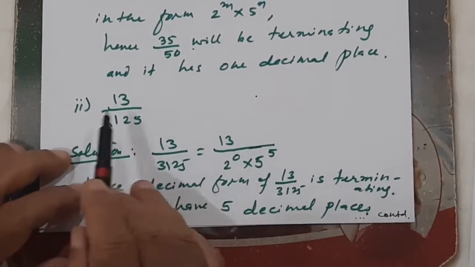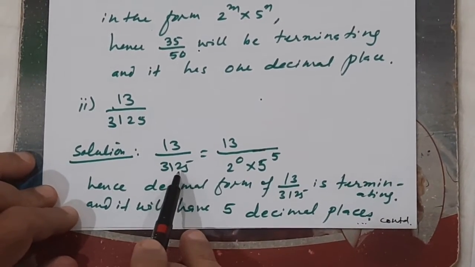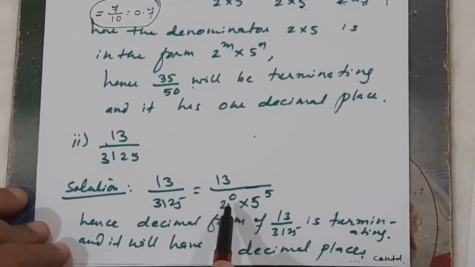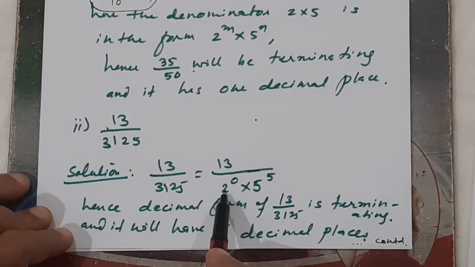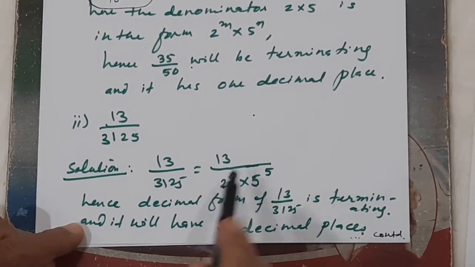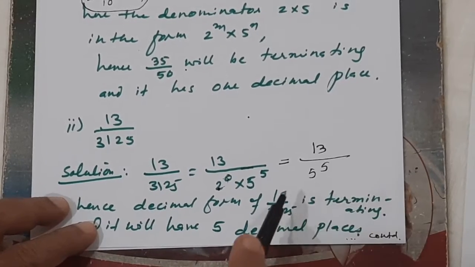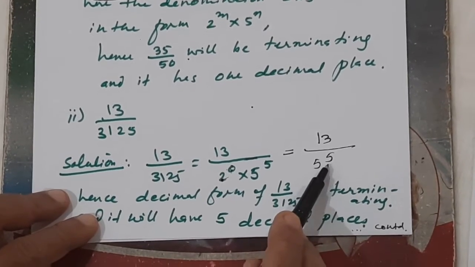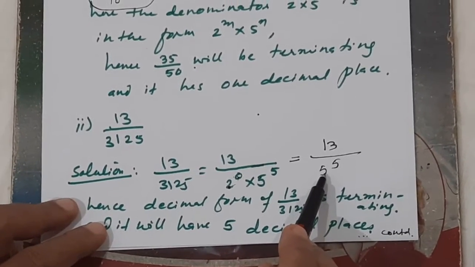Let us see now, understand with the second example. 13 upon 3125. So 13 upon 3125 can be written, now factorized like this. So you will have 5 raised to 5. There is no 2 factor. So 2 factor is not there. So therefore I have written 2 raised to 0. So it doesn't matter. So this question can be written as 13 upon 5 raised to 5. Now again you see the denominator has the factor 5, only 5 for 5 times. Then this will be terminating.